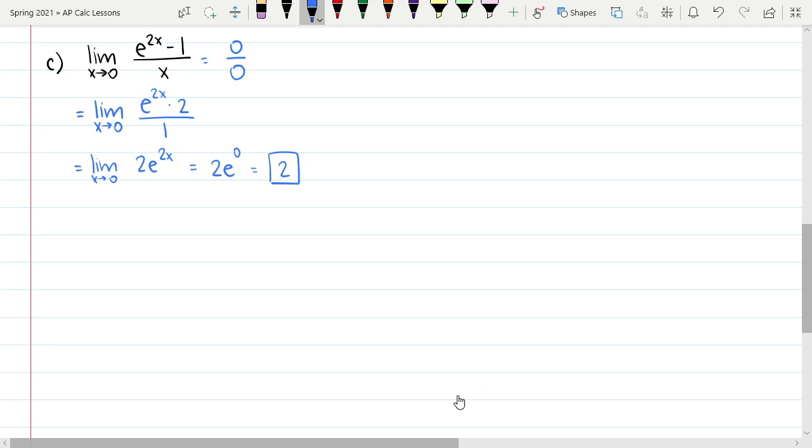So this is an example where L'Hopital's rule almost becomes necessary because we didn't have another way to do this previously.